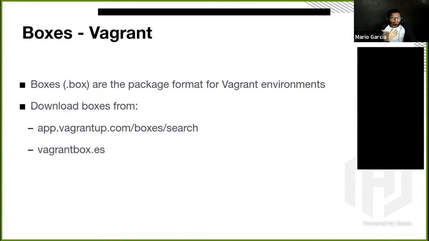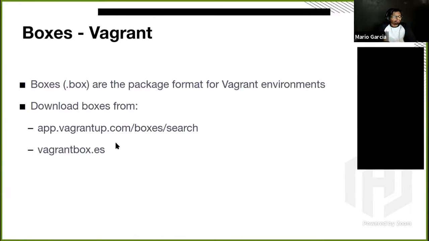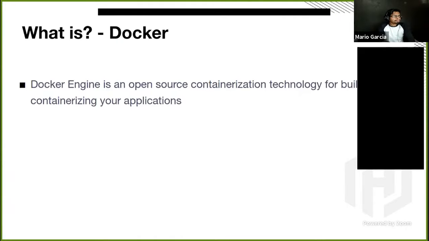Boxes are the official package format for Vagrant environments, and that's what we'll be using for configuring our environments. If we are using VirtualBox, we use boxes; if we are using Docker, we will have to create a Docker image for that. You can go to any of the sites listed here if you want to download a Vagrant box for configuring your environment. You can find instructions on how to configure Vagrant for using any of those boxes available there.